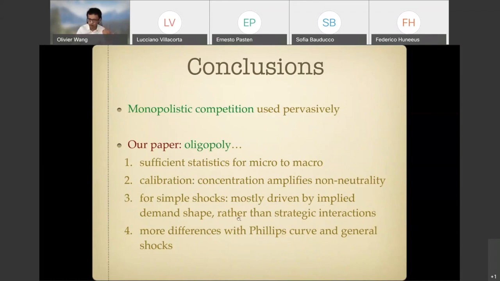But they become more and more relevant when you go beyond these simple shocks and generalize our model to the Phillips curve and look at different paths because of what they do to inflation persistence and endogenous cost-push shocks.